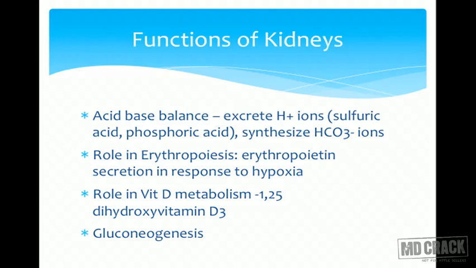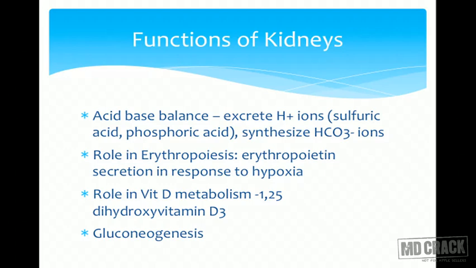The next important function of the kidney is to maintain the acid-base homeostasis. The pH of the plasma is 7.4. This is a very important factor which the body has to maintain, the pH within the normal range. Otherwise, it is going to disturb a number of reactions. So the pH is maintained by the kidney.